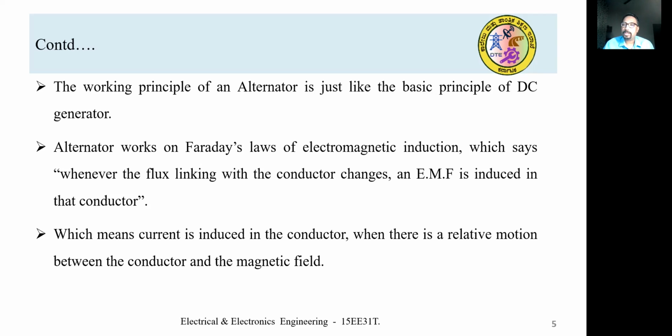So there must be a relative motion. That means either the conductor or the magnetic field must be stationary and the other one should be rotating. Or if both are rotating, there must be a difference in speed. Hence, there should be a relative motion between the conductor and the magnetic field. This is the basic principle of operation of alternator. Whenever the flux linking with the conductor changes, an EMF will be induced in that conductor, and for this, there should be a relative motion between the conductor and the magnetic field.